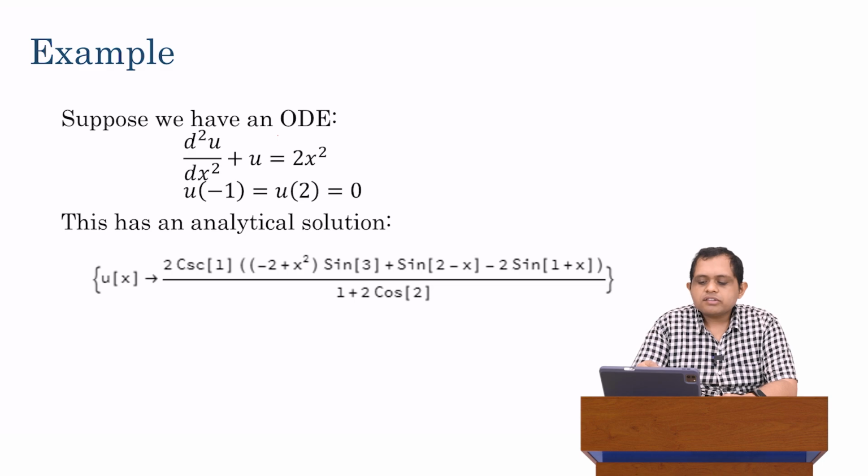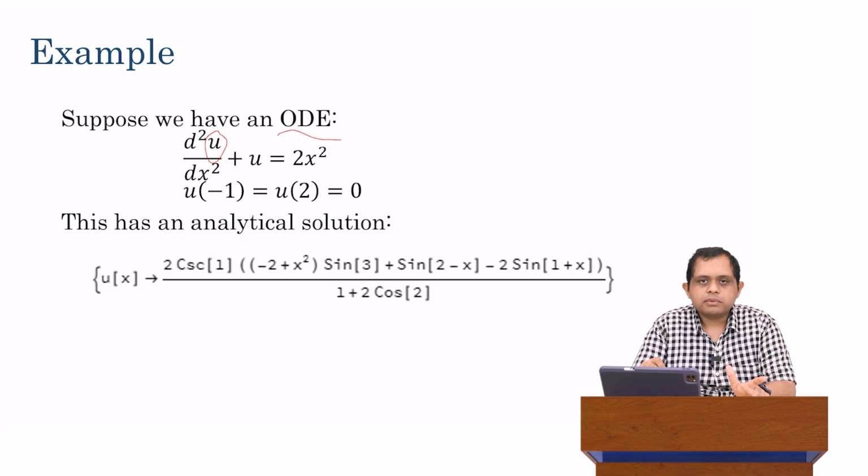So what I have here is, suppose we have this ordinary differential equation, ODE. Suppose we have this ODE, d square u over dx square. u is the unknown variable that we're trying to solve. Therefore, u obviously is a function of x. d square u over dx square plus u is equal to 2x square. Now, this is the differential equation.